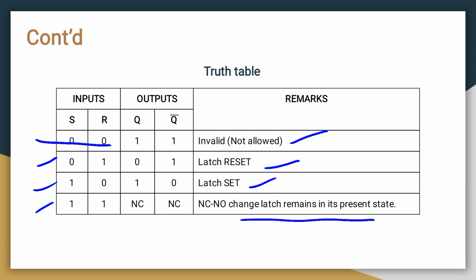That is NC, no change. So it is going to retain whatever the previous state or the present state it has. So it is going to retain that state. So this is about the RS flip-flop.